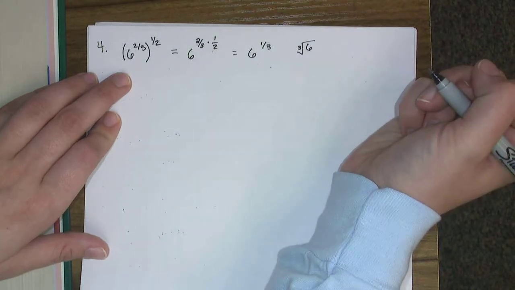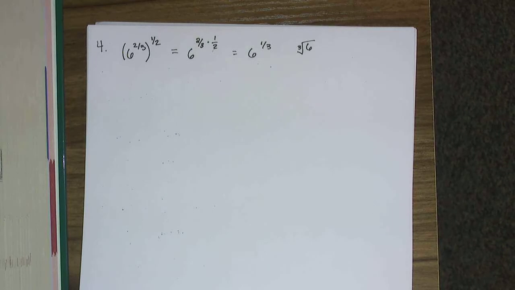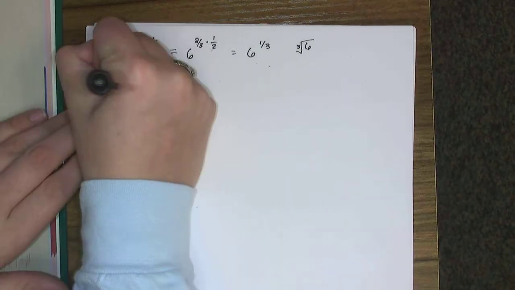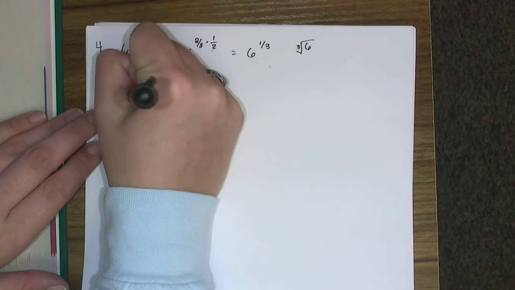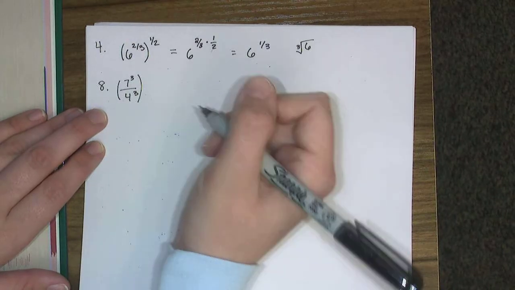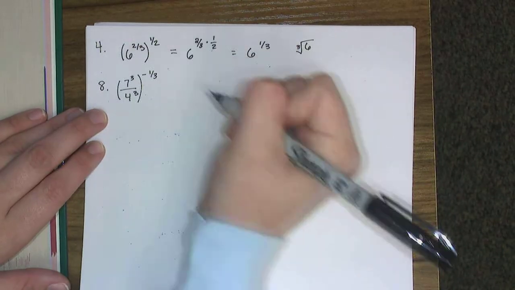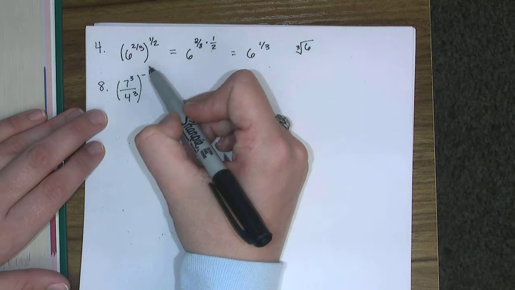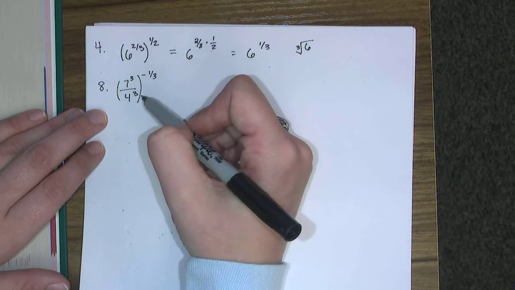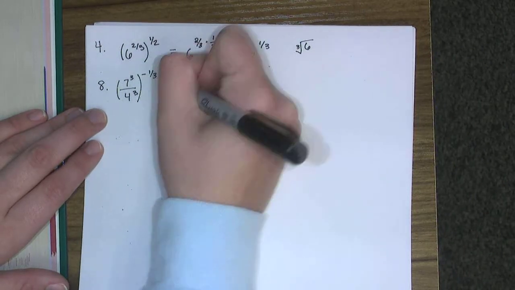Let's see. Trying to get a variety here. 8. So with 8, we have 7 to the 3rd over 4 to the 3rd, all raised to the -1/3. Okay? So what I would recommend dealing with first is this negative. Remember, this negative causes everything inside to flip. So I would rewrite it as 4 to the 3rd over 7 to the 3rd, all raised to the 1/3. You don't necessarily have to do it that way, but that would be my recommendation.